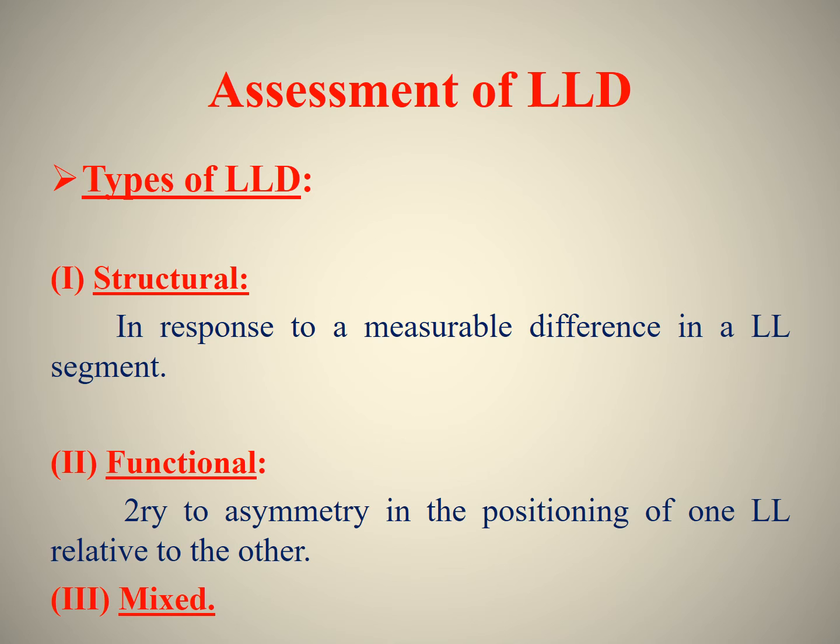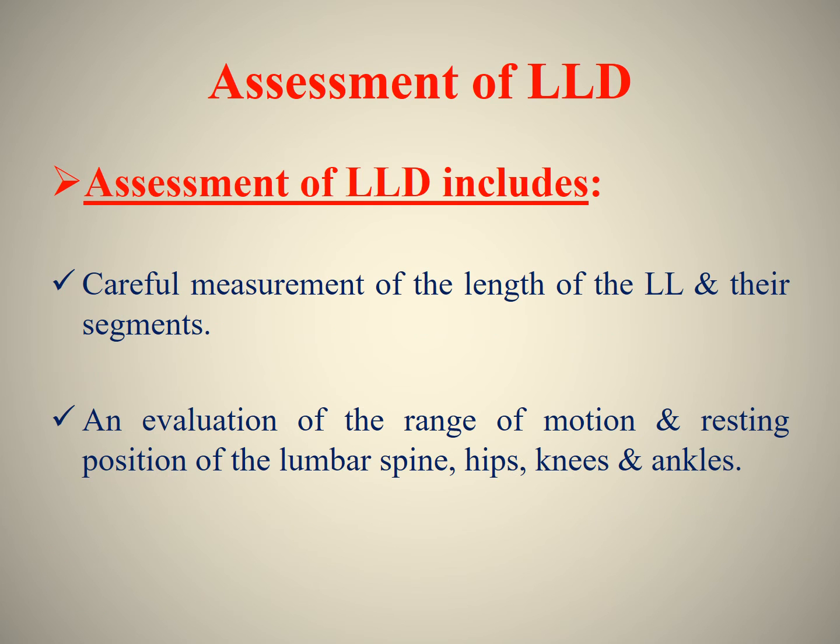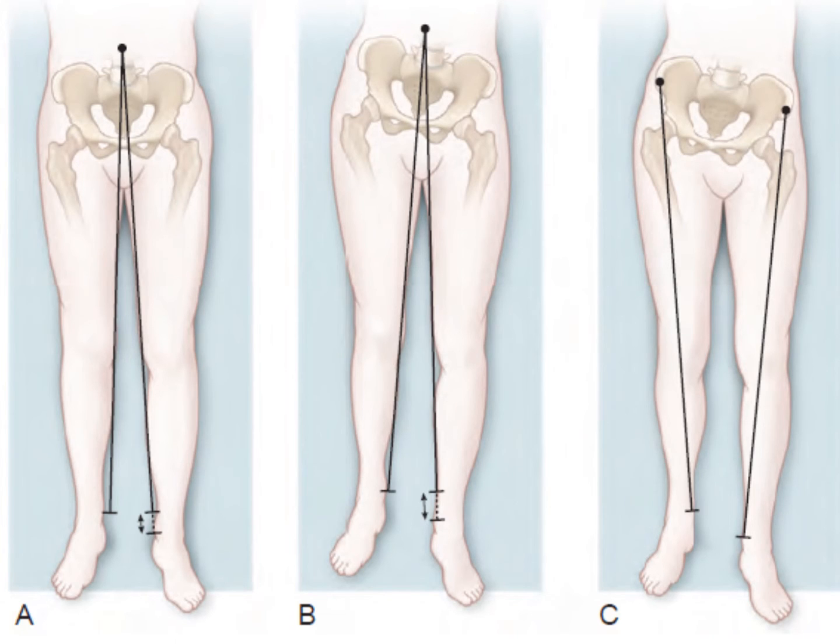The types of limb length discrepancy are structural, in response to a measurable difference in the lower limb segment, or functional, secondary to asymmetry in the positioning of one lower limb relative to the other, or mixed. The assessment includes careful measurement of the length of the lower limb and their segments, an evaluation of the range of motion and the resting position of the lumbar spine, hips, knees, and ankles. Here's the photo showing limb length discrepancy. The right limb is shorter than the left.